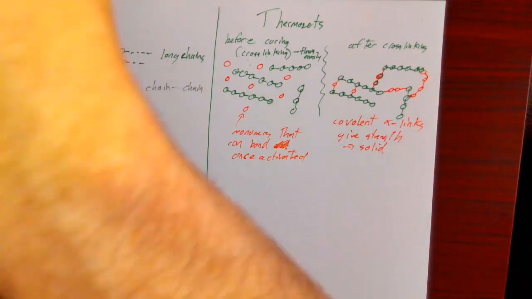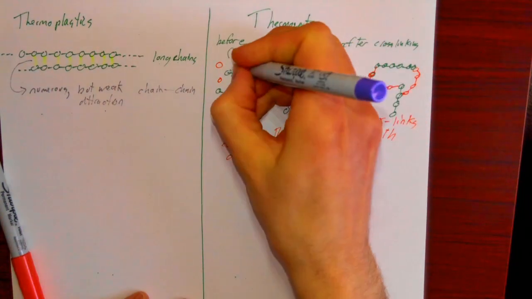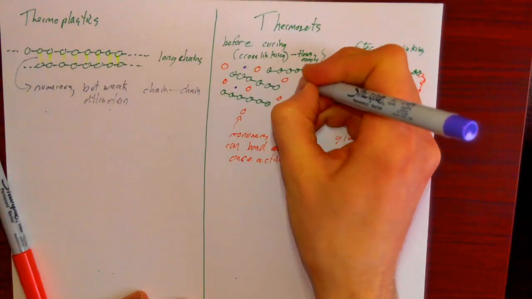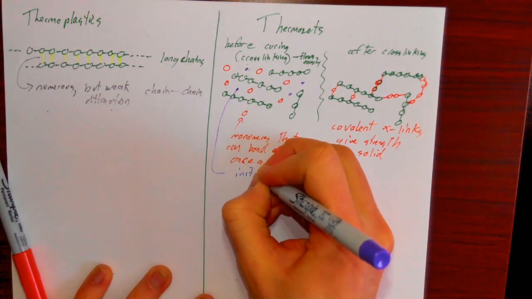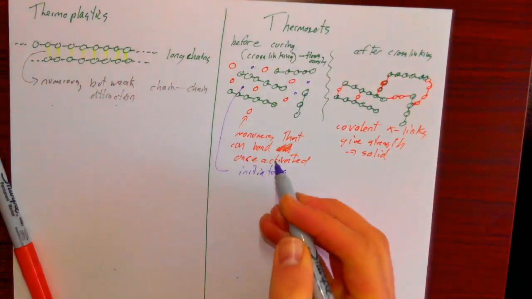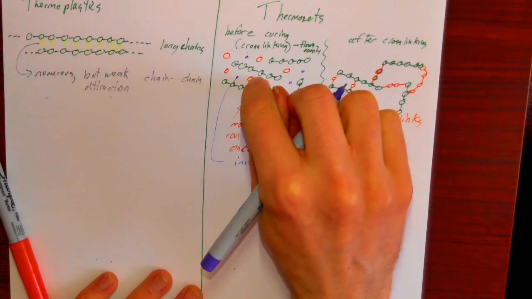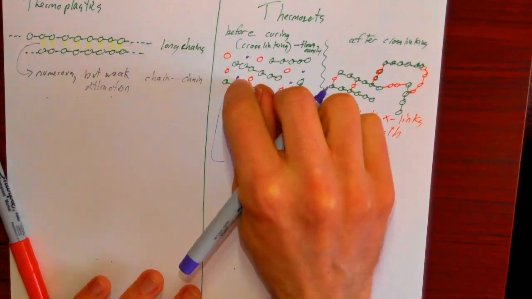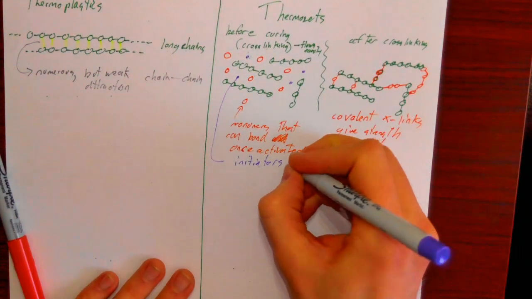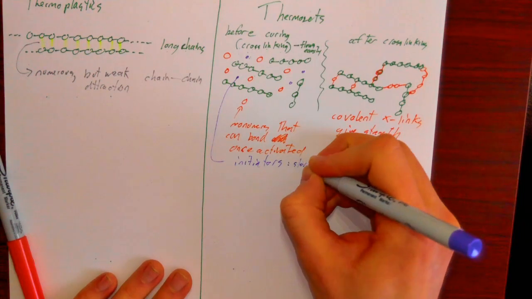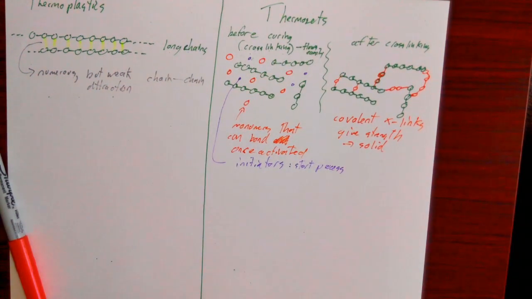And then also in this mix, you might have what we'll call initiator molecules. These initiators basically start the cross-linking process. The initiators can react with these chains or with these monomers, and they start the process of these bridges forming. So initiators start the process of cross-linking.